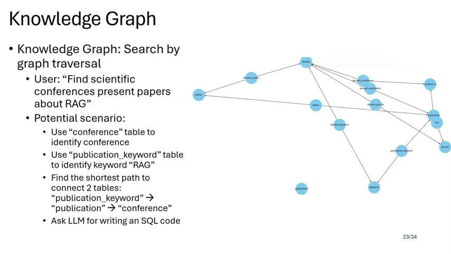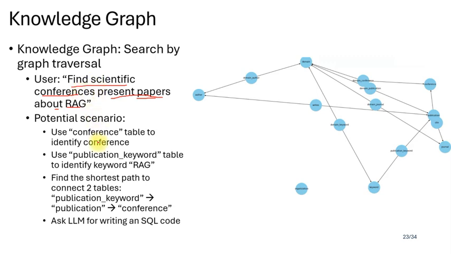Okay, so in my Canvas SQL, someone can say it like this. In the knowledge graph, we will search by graph traversal. Someone says, find scientific conferences that present papers about RAG. So we need to find scientific conferences that present papers about RAG. So on the right side, this is our graph. This is a potential scenario, because I have not finished this project yet. So this is just a potential scenario that I'm thinking about.